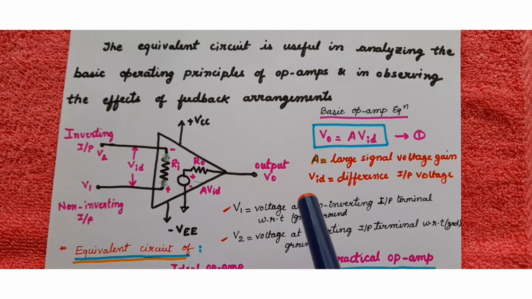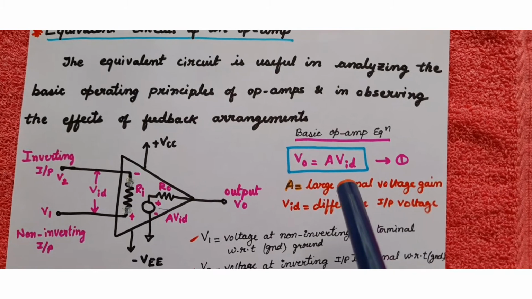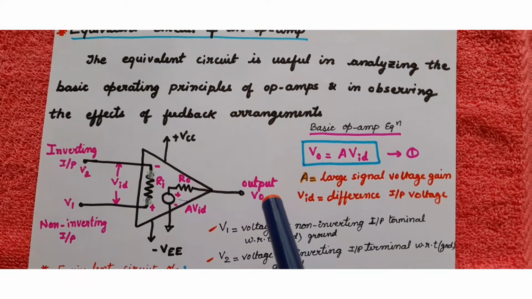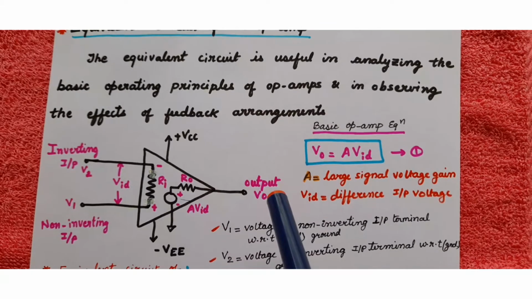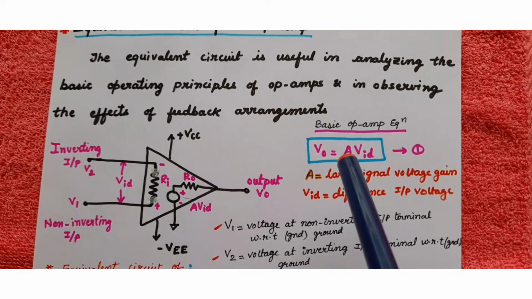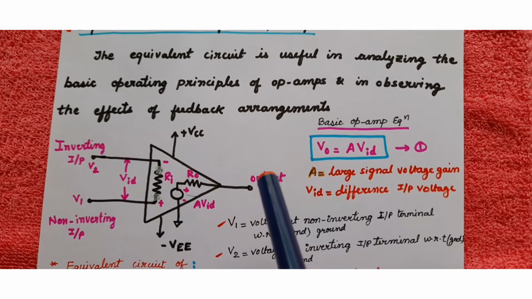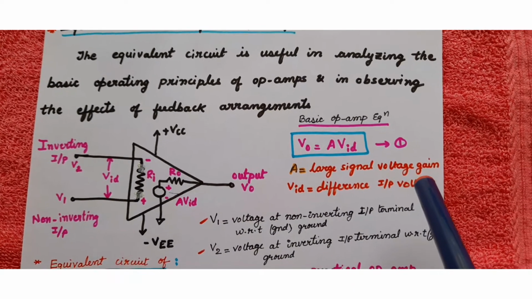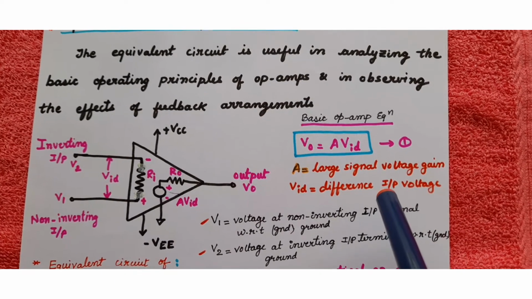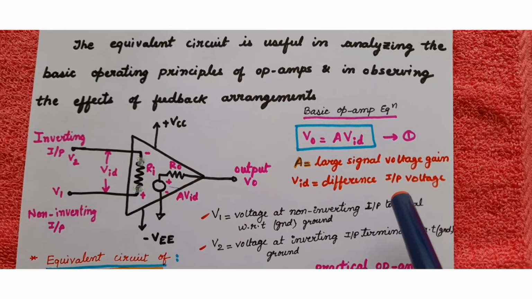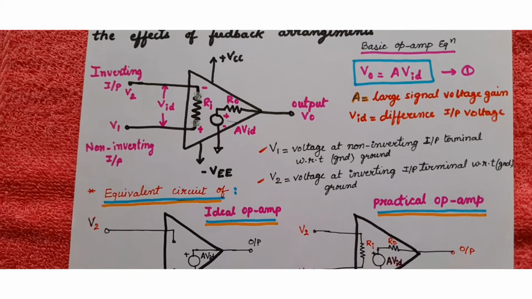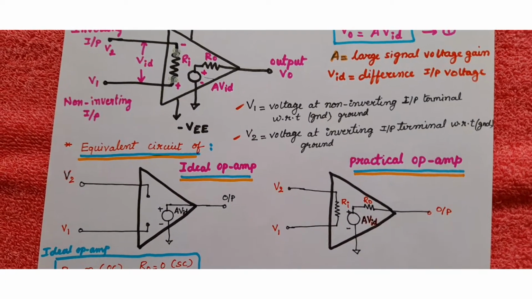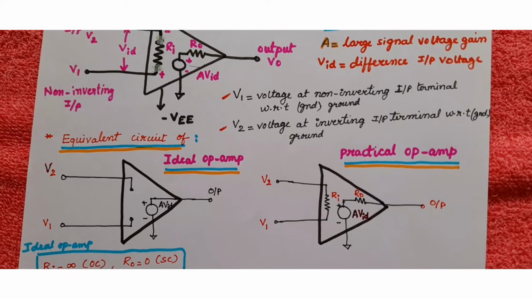What is the basic op-amp equation? The basic op-amp equation is the output voltage equation. What is the output voltage? A times VID, gain times VID. A is the large signal voltage gain, and VID is the difference input voltage. Now, how to draw the equivalent circuit for an ideal op-amp and a practical op-amp.